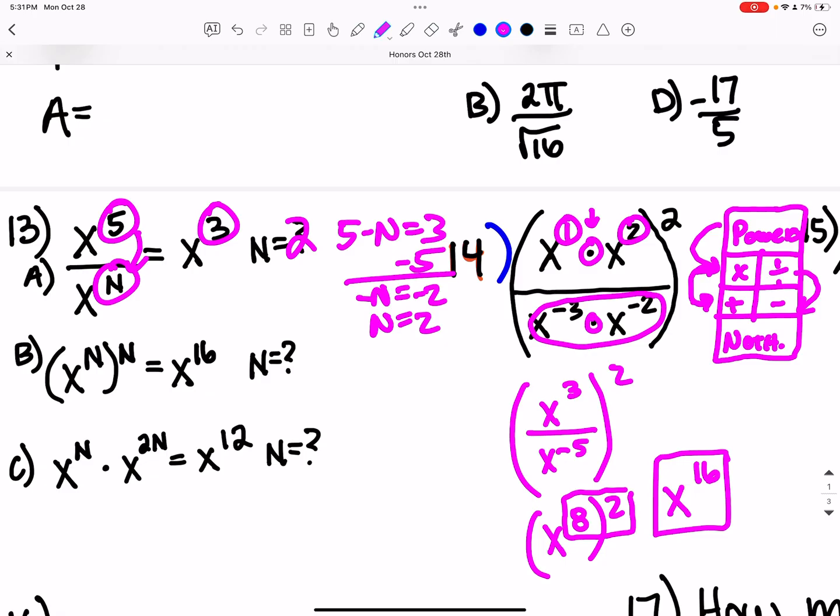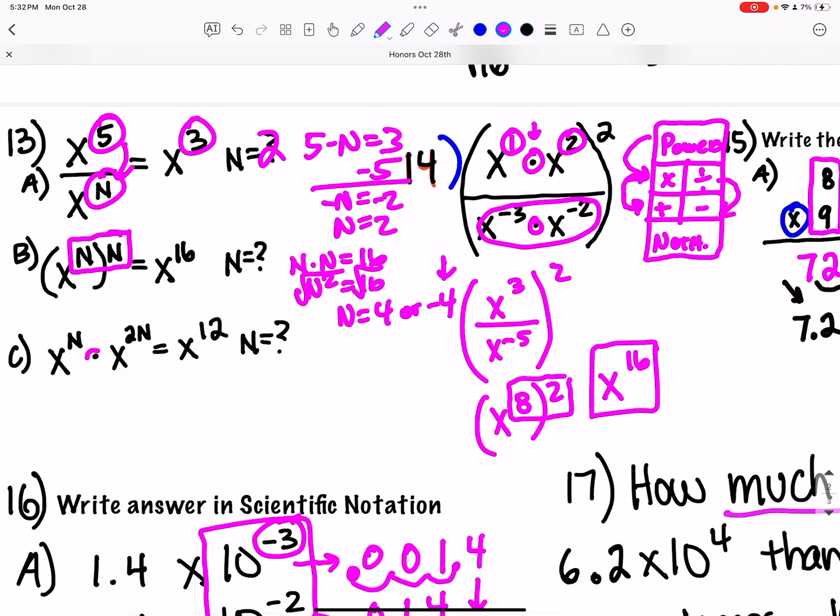Over here, 1 less than powers of powers is multiplication. So n times n is 16. Or n squared equals 16. I take the square root of both sides. N could have been 4 or -4. -4 is the hard answer, but if you could see that it was 4, good for you.